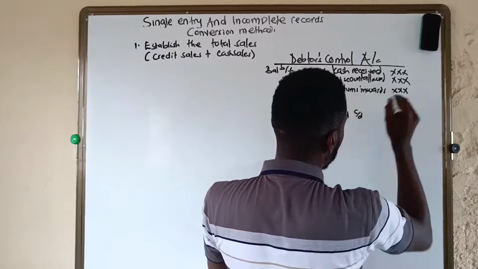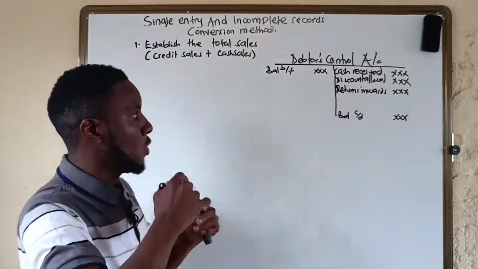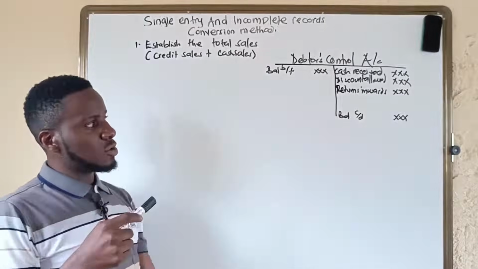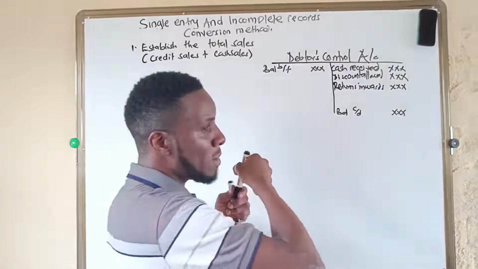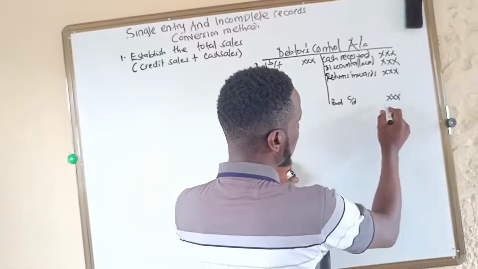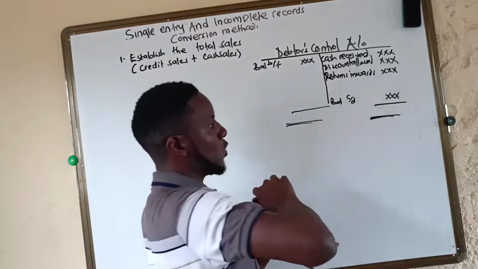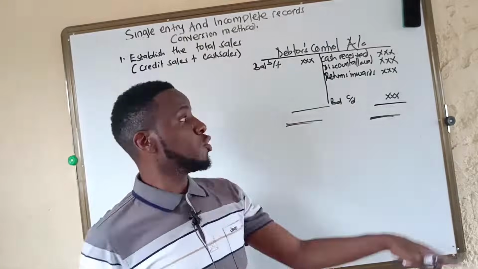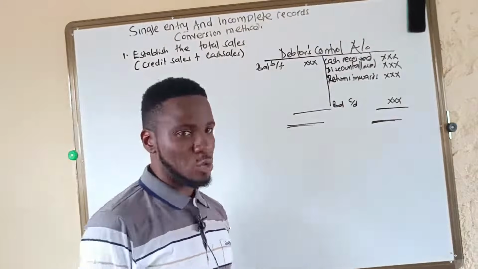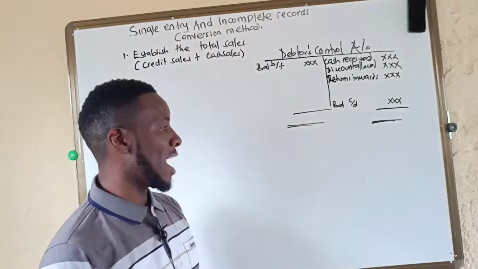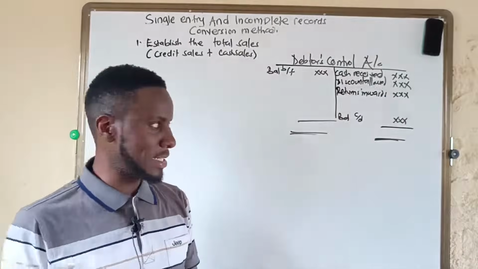Then we put it here. So, just like you see it here, we are going to balance off our debtors control account. When we balance it off, realize that the credit side will actually be bigger or heavier than the debit side.